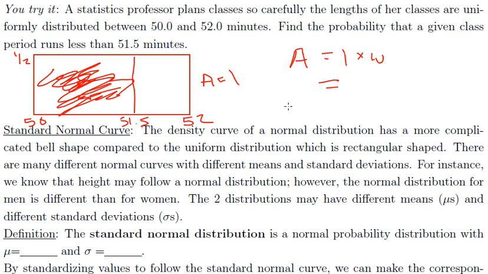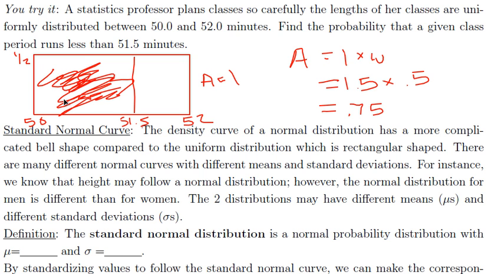And so that's going to be equal to the length, which is 1.5, times the height, which is 0.5. And so my area is always going to be less than 1 because the total area is 1. And it turns out the area is 0.75, which makes sense looking at the picture.